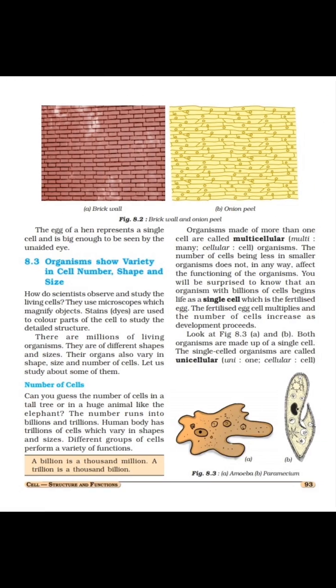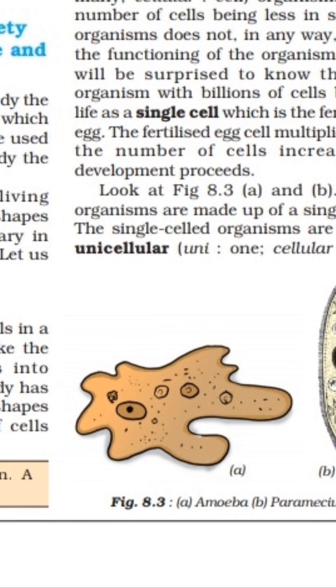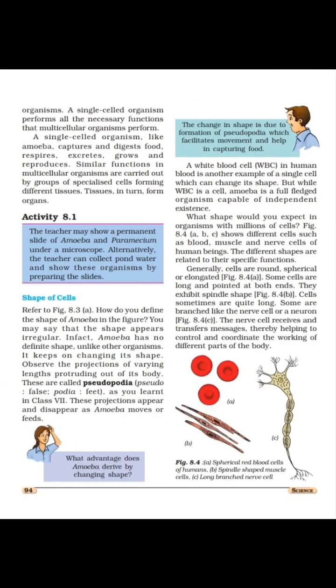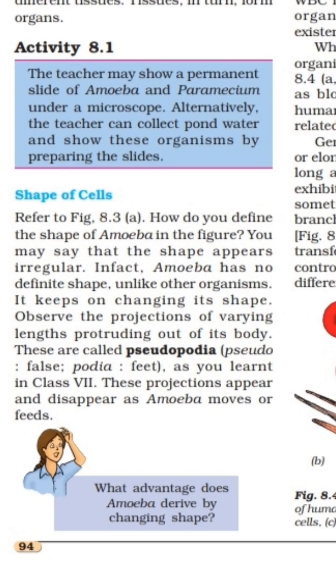When you see the figure carefully, some parts are coming out from its body, and these parts are called pseudopodia, which means false feet, and we already learned that in class 7, chapter number 2, nutrition in animals. As you learned in class 7, these projections can appear and also disappear as amoeba moves forward or feeds.